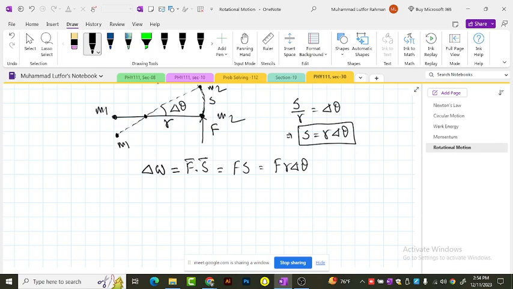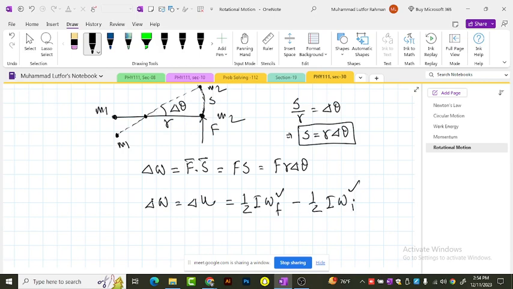Right? And I also know this work done can also be written as the change of kinetic energy, from the work-energy theorem. And this kinetic energy would simply be the rotational kinetic energy, because its center of mass is not moving, it's fixed, which means the velocity of the center of mass is 0. So I will only find the rotational kinetic energy, which I write as half I omega F squared, the final kinetic energy, minus half I omega I squared.